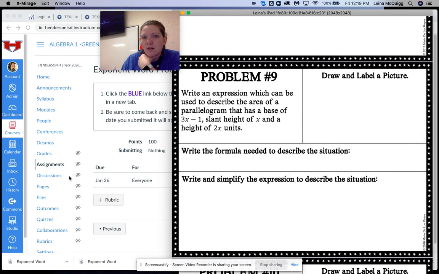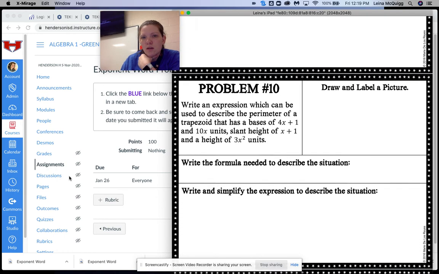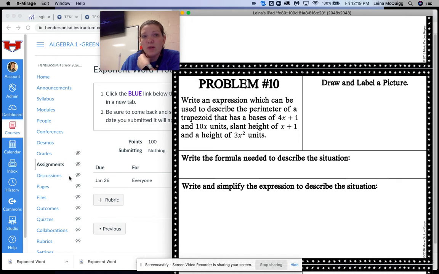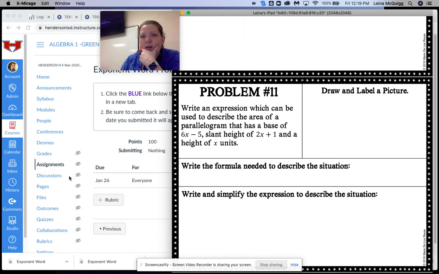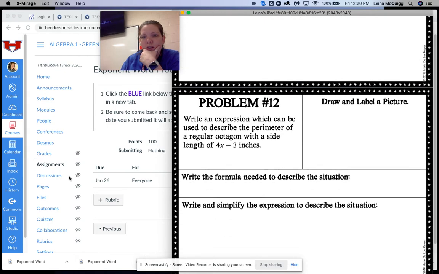Parallelogram has a base. We're doing area. Area of a parallelogram is going to be base times height. Perimeter of a trapezoid, perimeter. It doesn't matter what shape it is. Perimeter is add up all the sides. Area of a parallelogram, again, is area equals base times height.